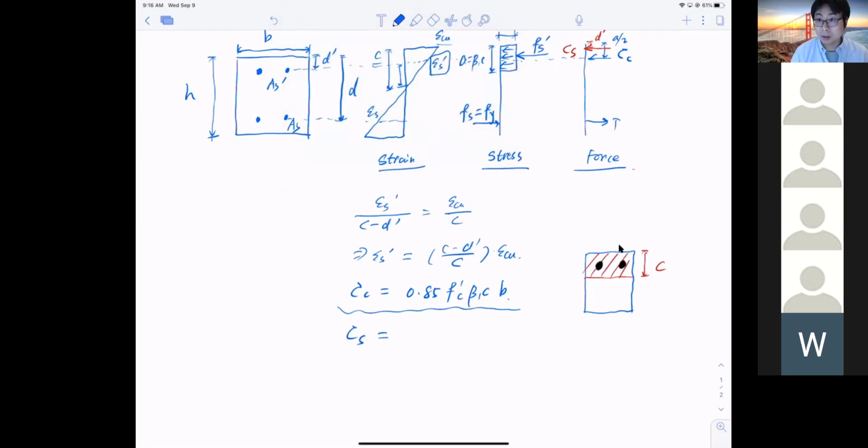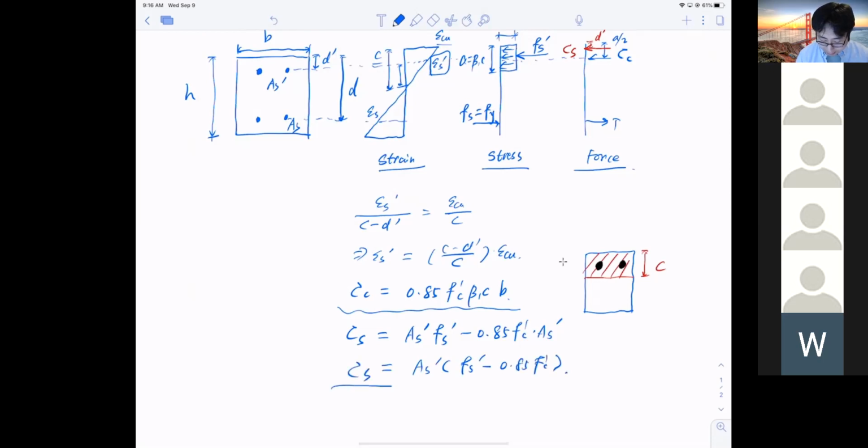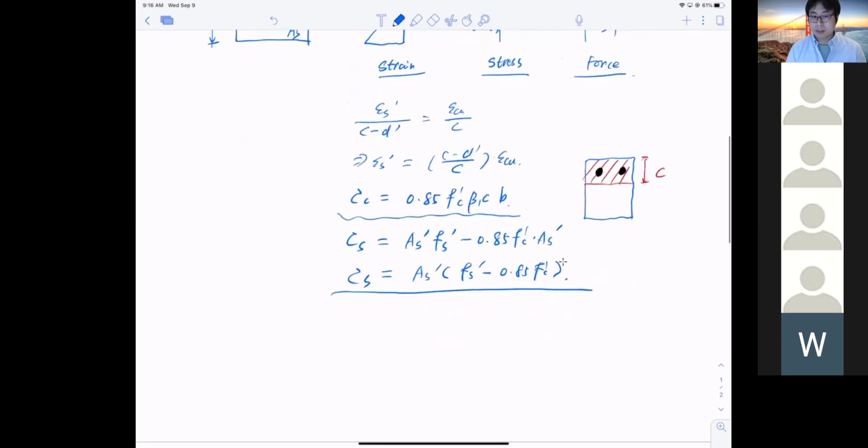So essentially, we assume that is As prime and fs prime. That is steel compression, and we subtract the occupied area, f prime c, the concrete strength, multiplied by As prime. We subtract the area that the steel has occupied. So in short, this can be written as As prime, bracket, fs prime minus 0.85 f prime c. So that is the compressive force from the steel.